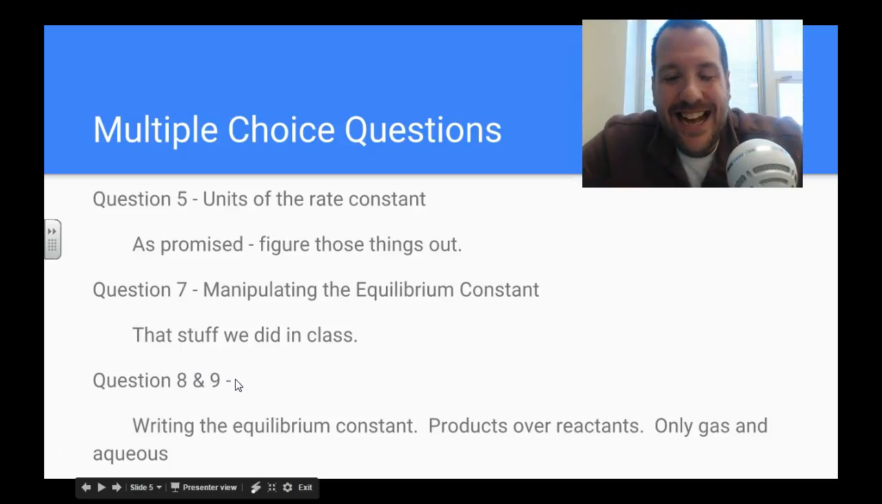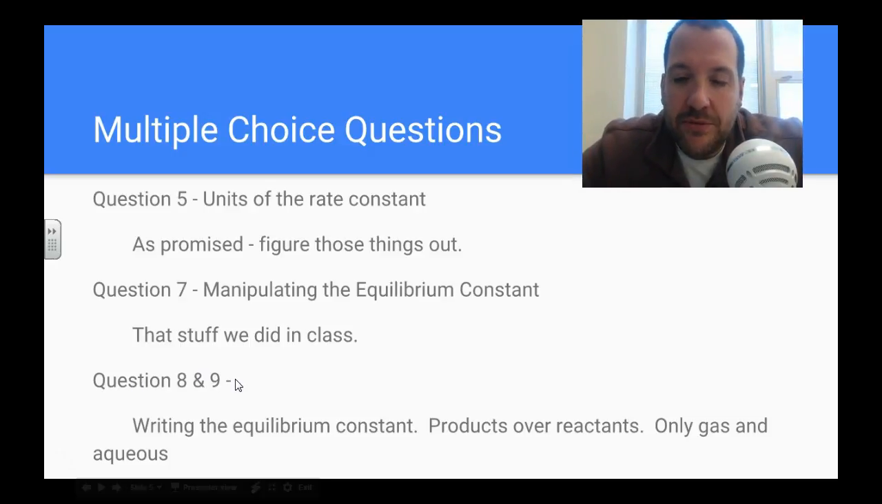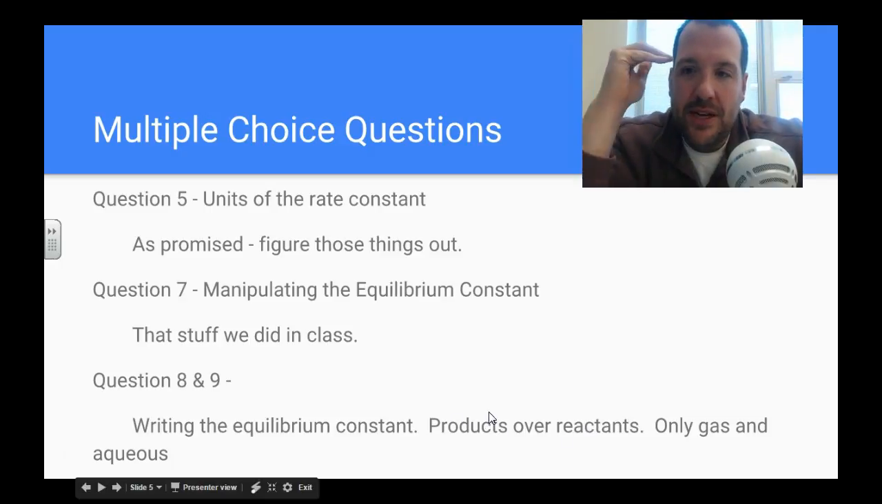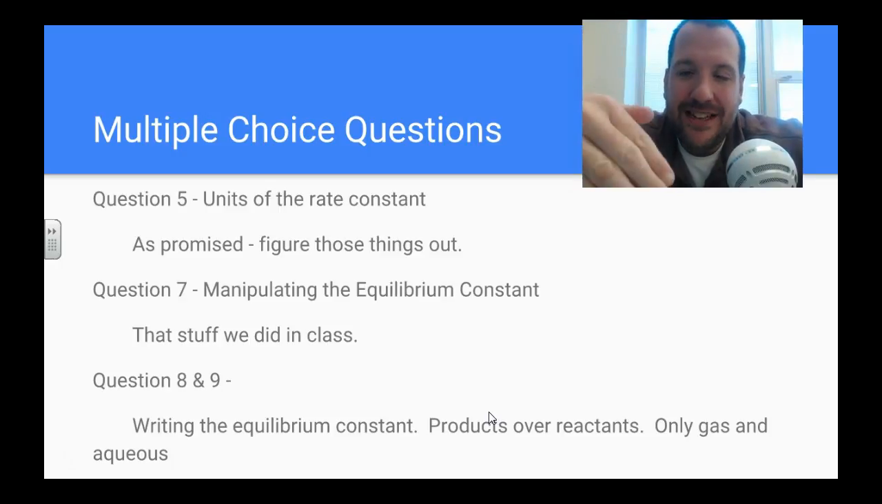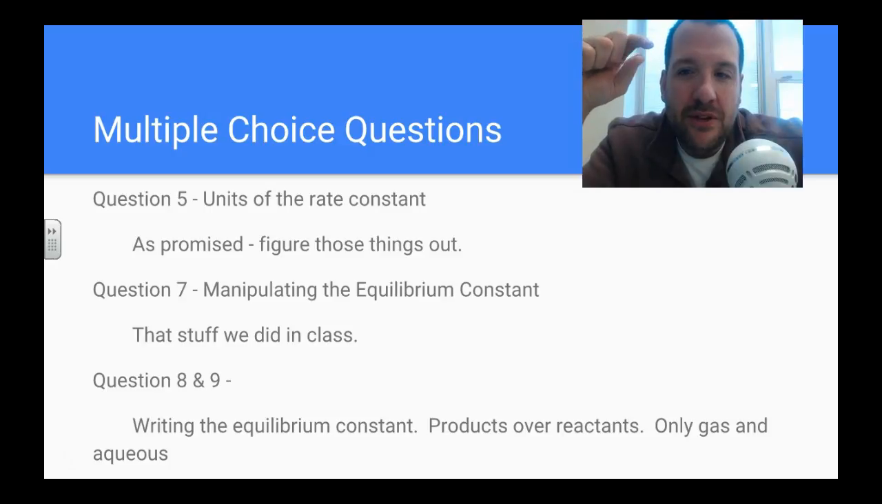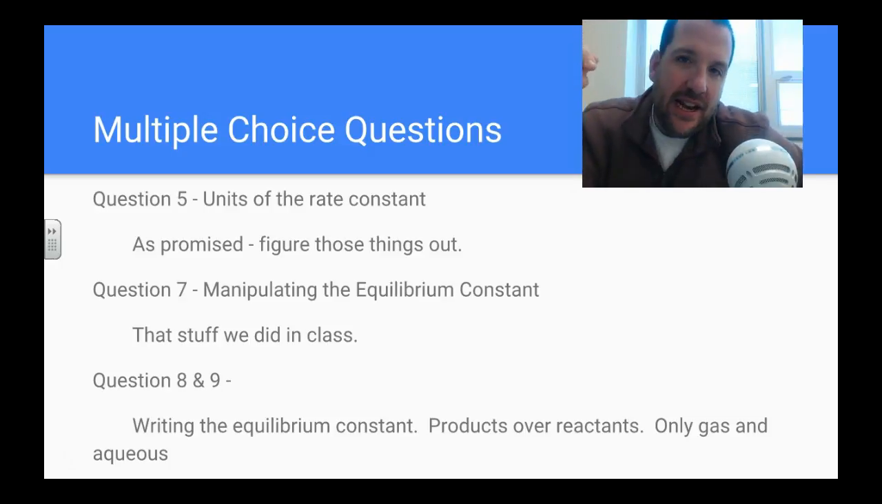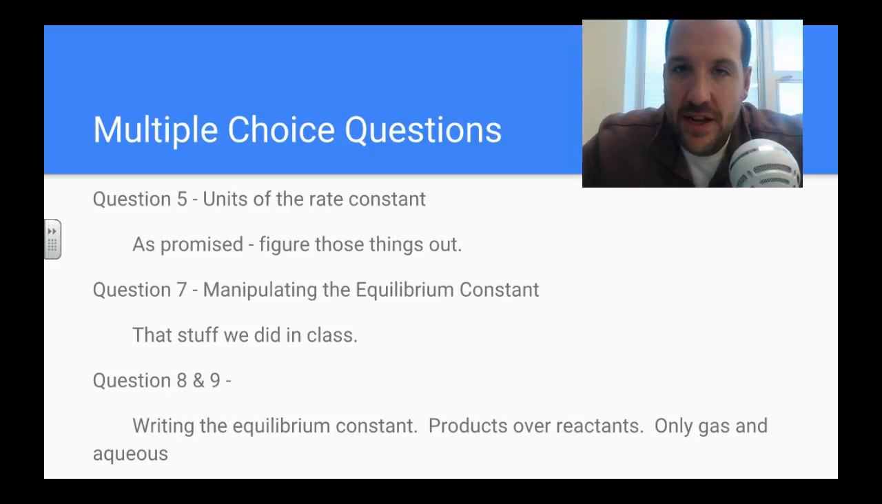Then questions 8 and 9 have to do with writing equilibrium constants. Just a couple of notes I put here. Remember, it's always products over reactants. It's always, always, always products over the reactants. It's never anything else. And always remember that you only use the gas and the aqueous species. Anything that's gas, anything that's aqueous. You do not use solids and liquids in an equilibrium constant.